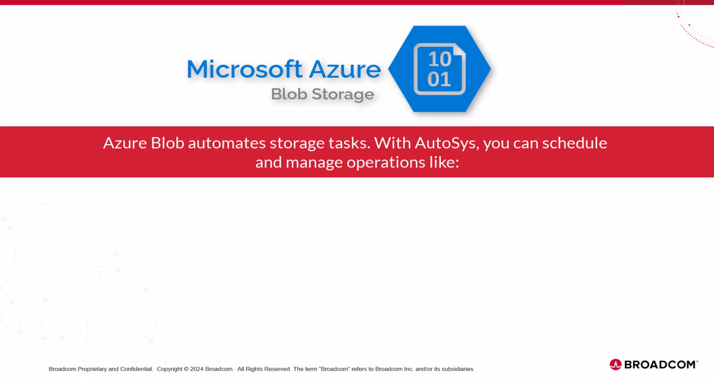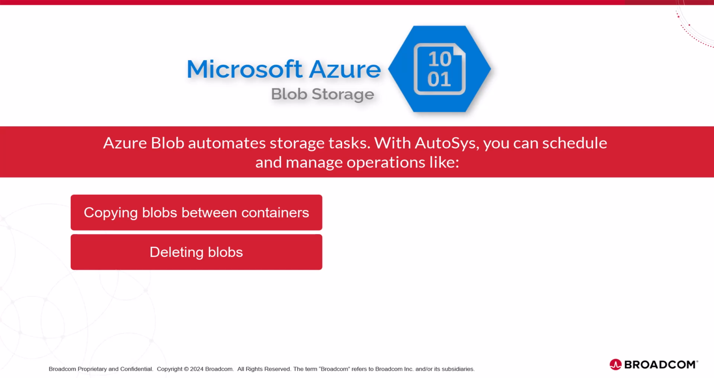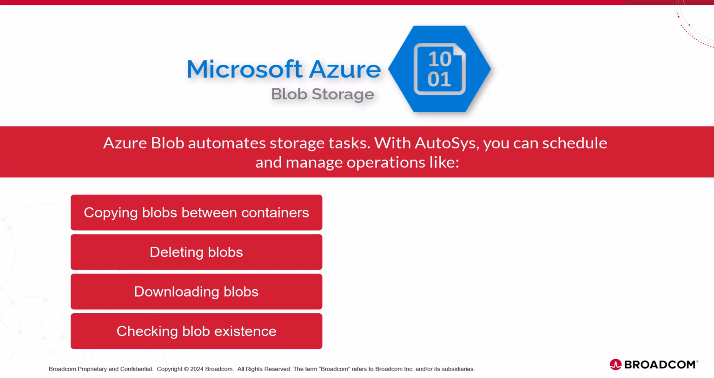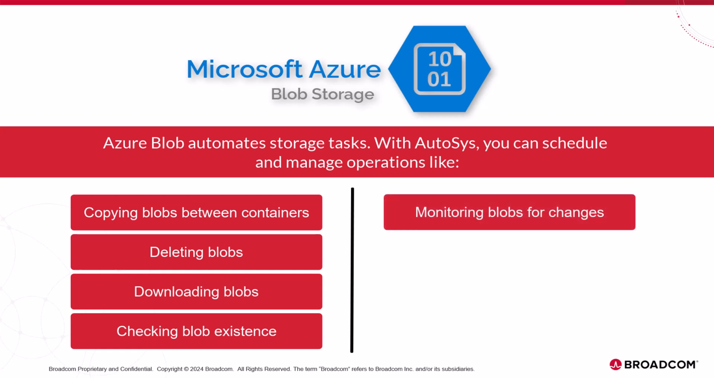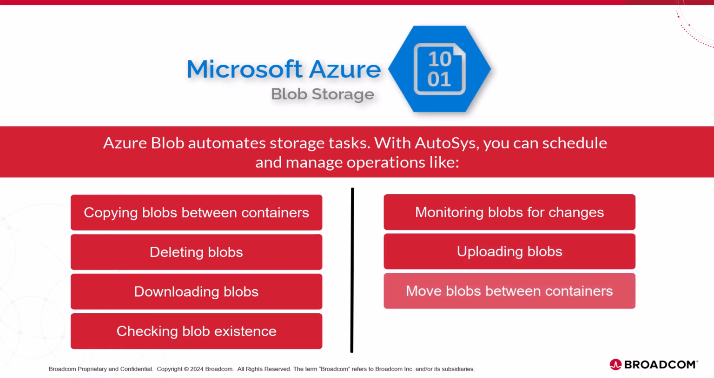With AutoSys's robust capabilities, you can define jobs to schedule, orchestrate, and monitor operations such as copying a blob from one container to another, deleting a blob from a container, downloading a blob from a container, checking whether a blob exists in a container, monitoring a blob for creation, updates, or generation operations, uploading a blob to a container, or moving a blob from one container to another.